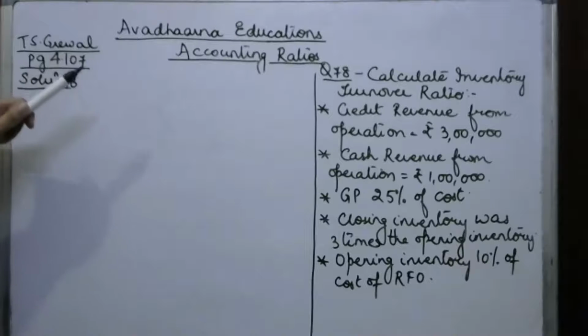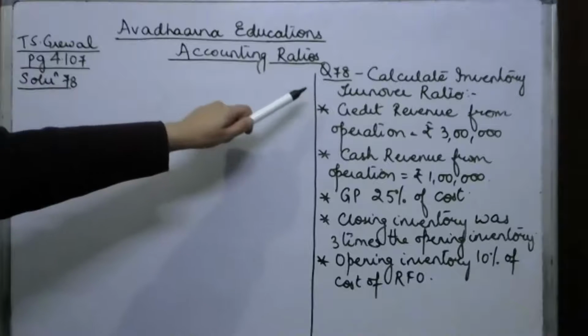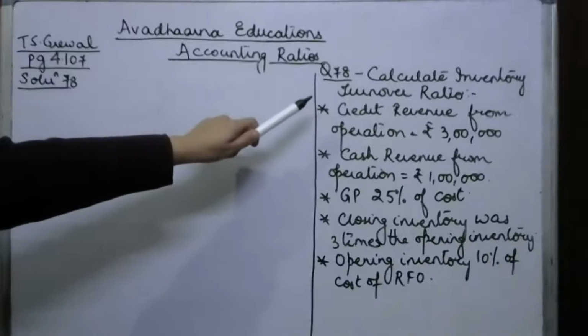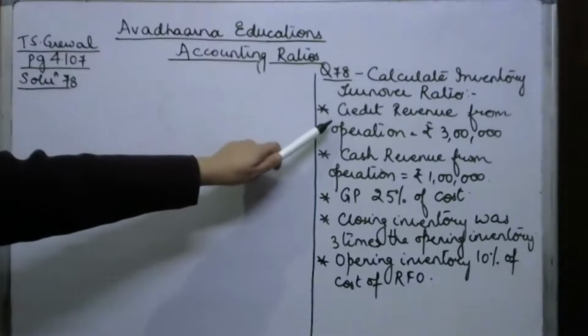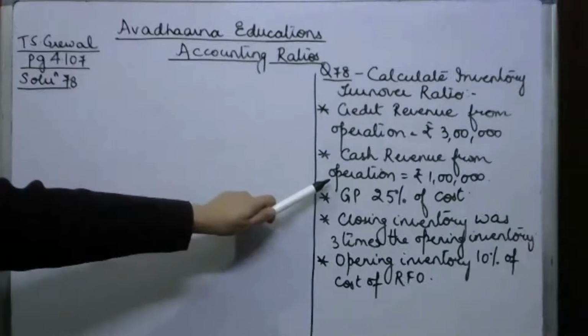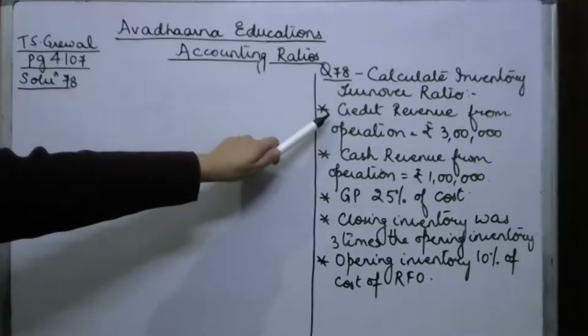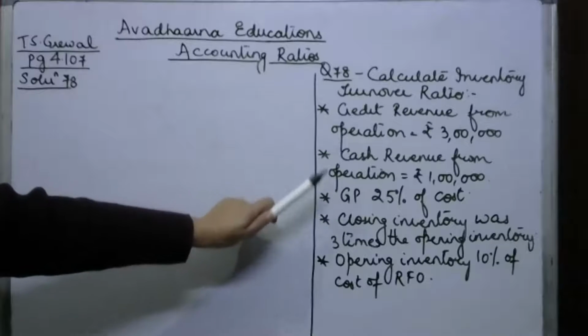Now in this question, we have to calculate inventory turnover ratio. The particulars of this question are the information given. Credit revenue from operation is 3 lakh. Cash revenue from operation is 1 lakh. Revenue from operation means sales. So credit sales 3 lakh, cash sales 1 lakh.